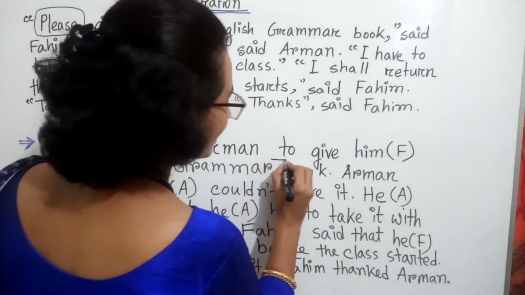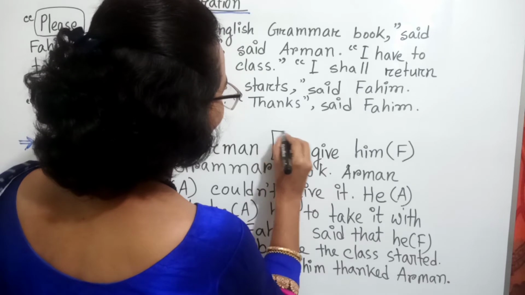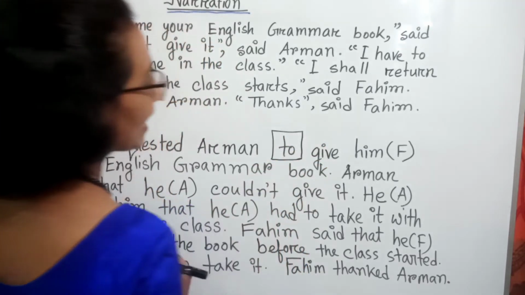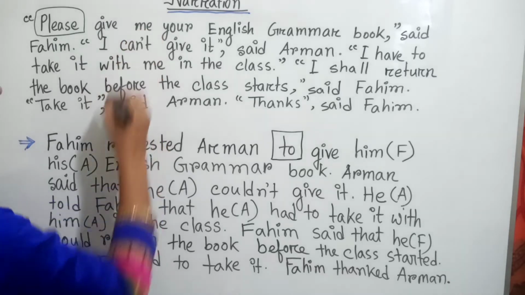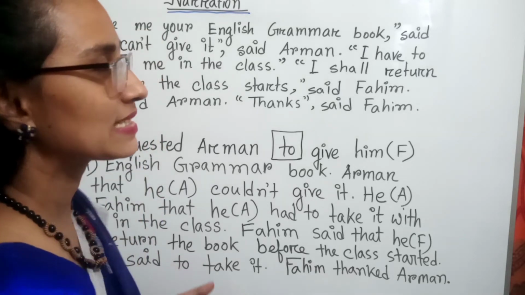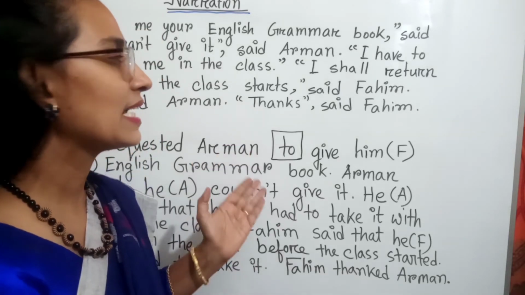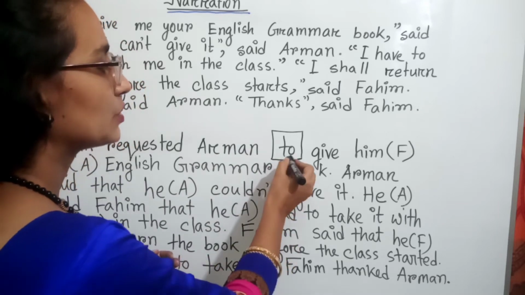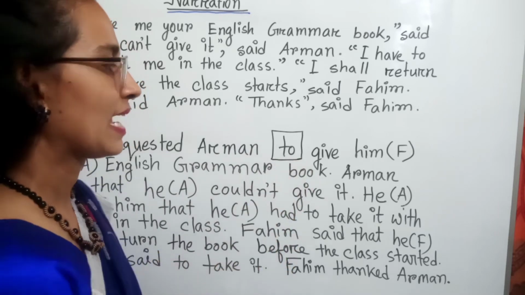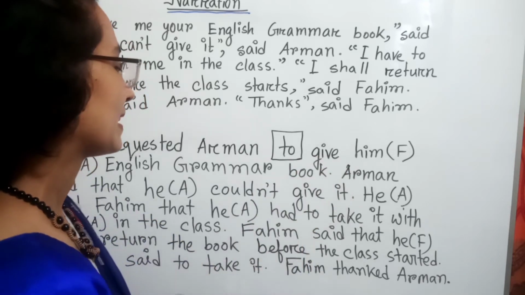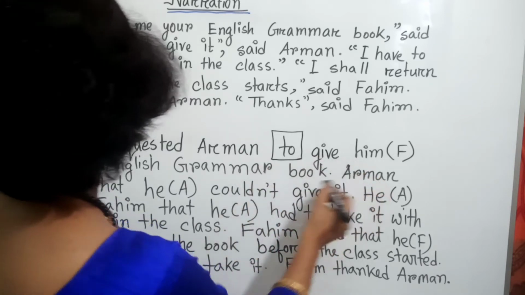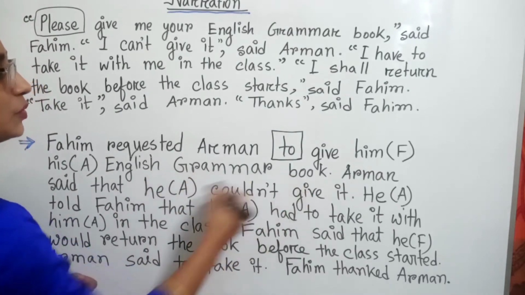You can see that here in this passage I use to. In imperative sentence, when we change the sentence from direct to indirect, we need to add to. And after to, we add verb present form. That's why I wrote here to give him his English grammar book.